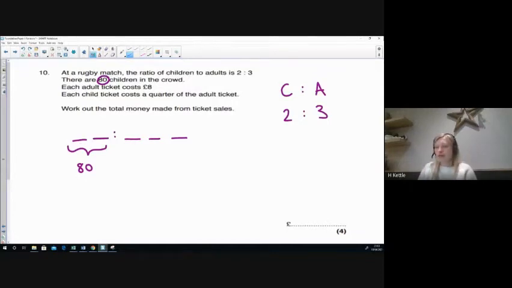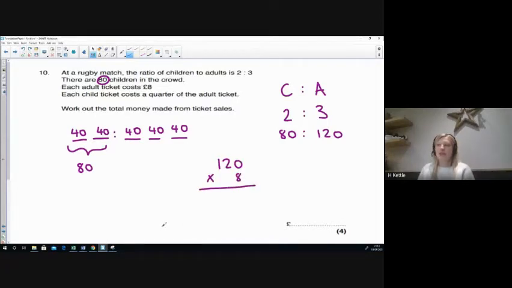Now, the wonderful thing about ratio is that we get the same amount on every single line. So I've got 40 here and 40 here. And if those are both 40 to make 80, then these must be 40 as well. So if there are 80 children, there must be 120 adults. Each adult ticket costs £8. So we're going to do 120 times by 8 to find out how much money we're getting from the adults.